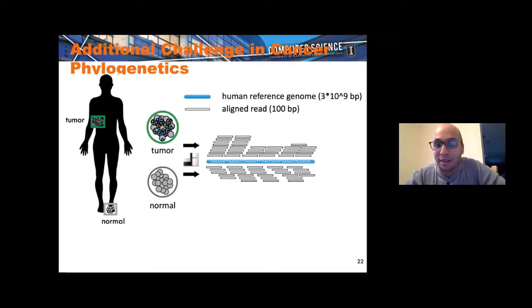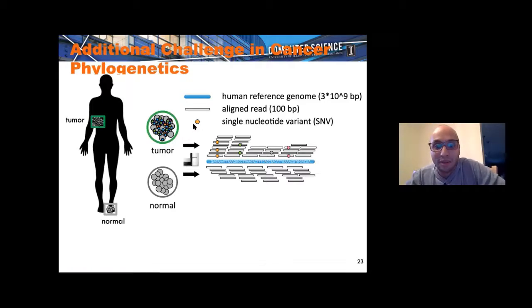Once you have an alignment of reads from the tumor biopsy and reads from the normal biopsy, you can start comparing the normal to the tumor. By doing so, you can identify positions in the genome where you see mutations that you have in the tumor and that are absent in the normal sample. So these are mutations that are unique to the tumor. These are the mutations that you want to use in your tree, so you want to do tree inference on them.